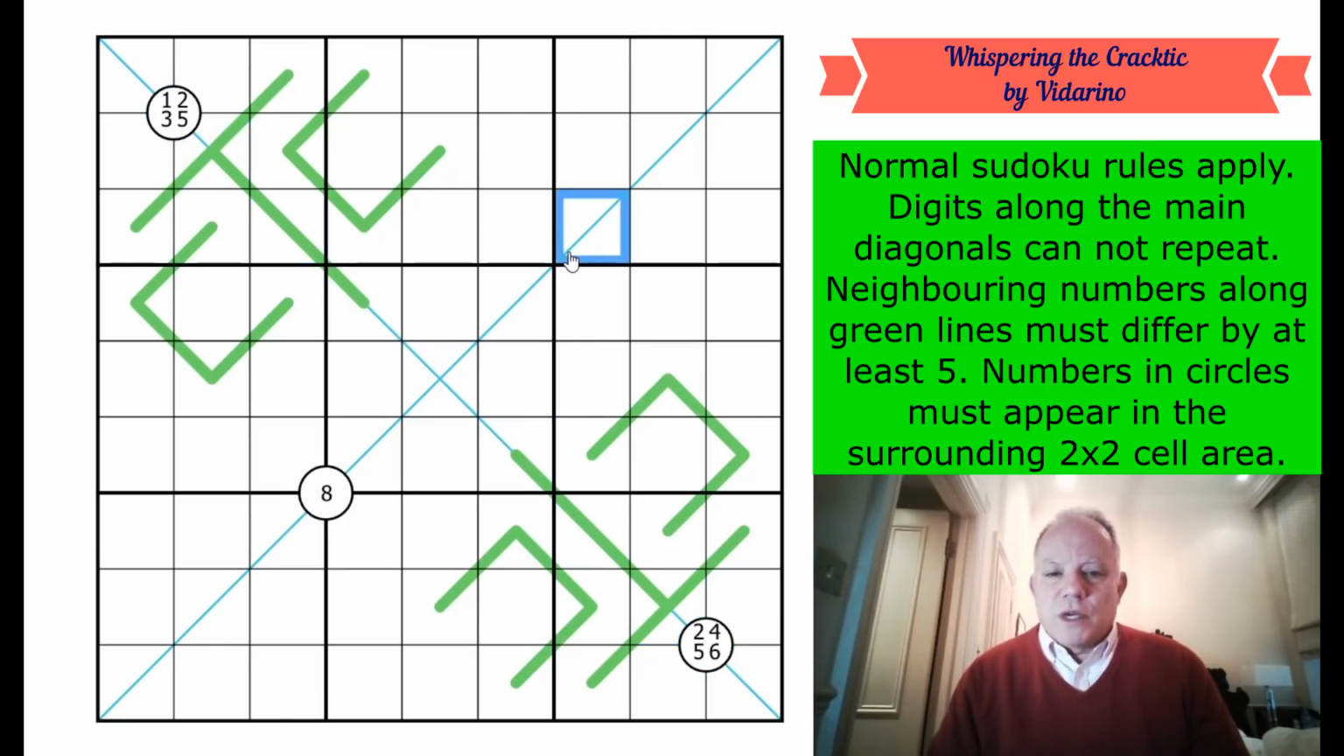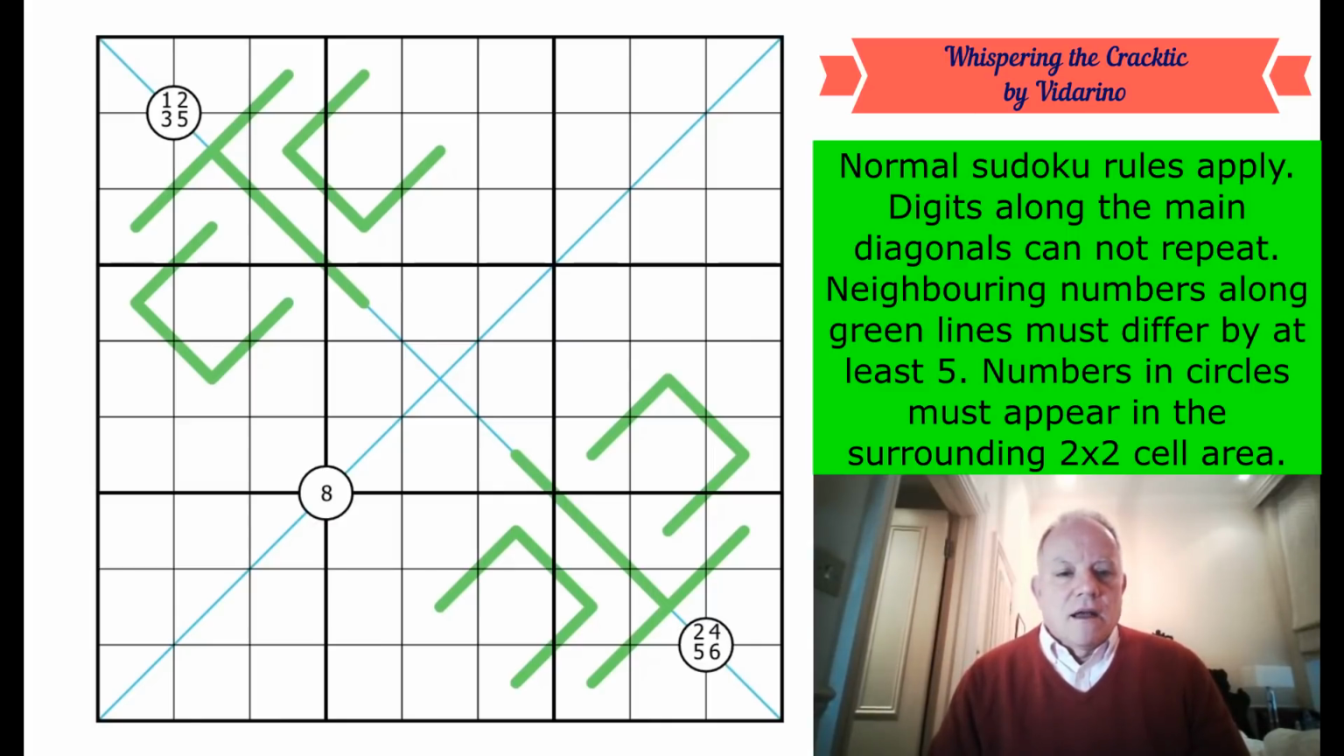Now, the German whisper lines are what these green lines are. They mean that any two neighbours on the line must differ by at least 5. And then we have just 3 quadruple circles. So the numbers 1, 2, 3, 5 must appear there. The numbers 2, 4, 5, 6 in that region, and 8 must appear at least once in that region. So those are the rules. Do give it a try.